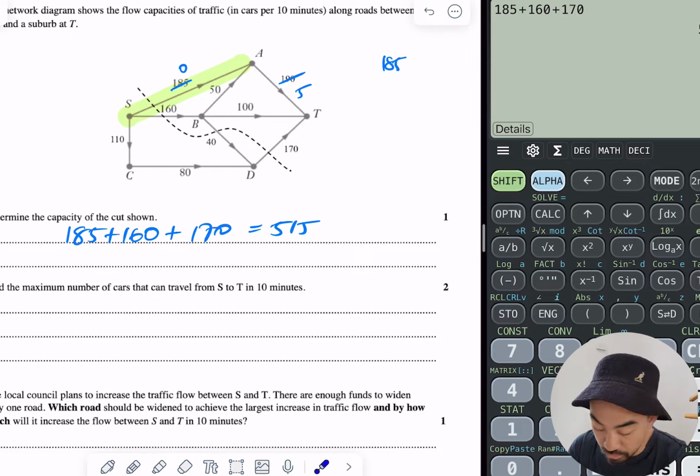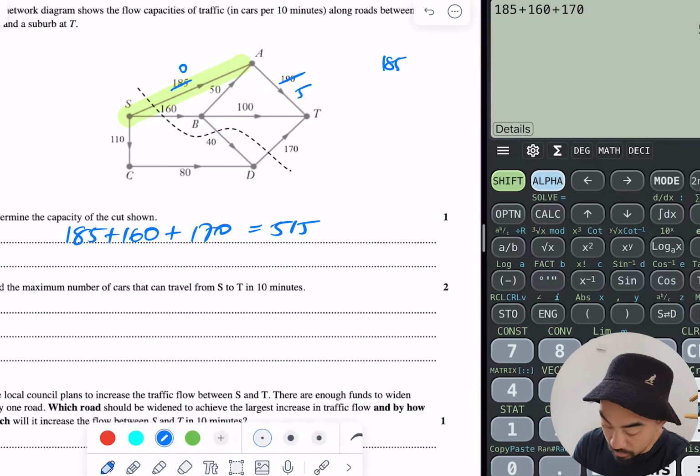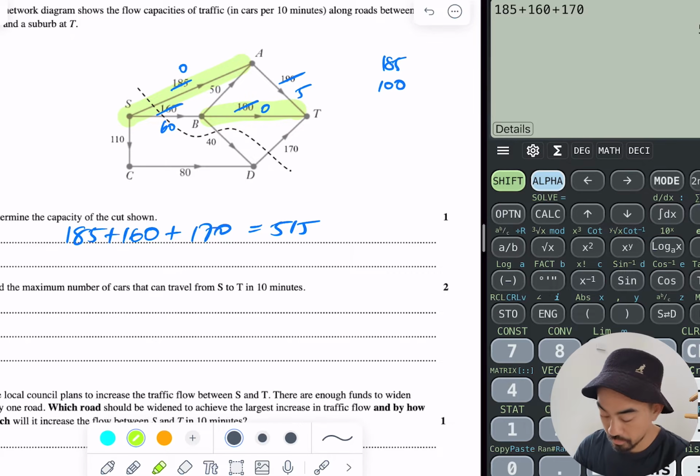Another path I can go from S to T is straight through here. So that is S B T. The smallest number there is 100, so I write 100, and I subtract 100 from the route. So that's 60, and that's 0. Once again, I'll highlight the 0 edge because that tells me which ones I can't use.